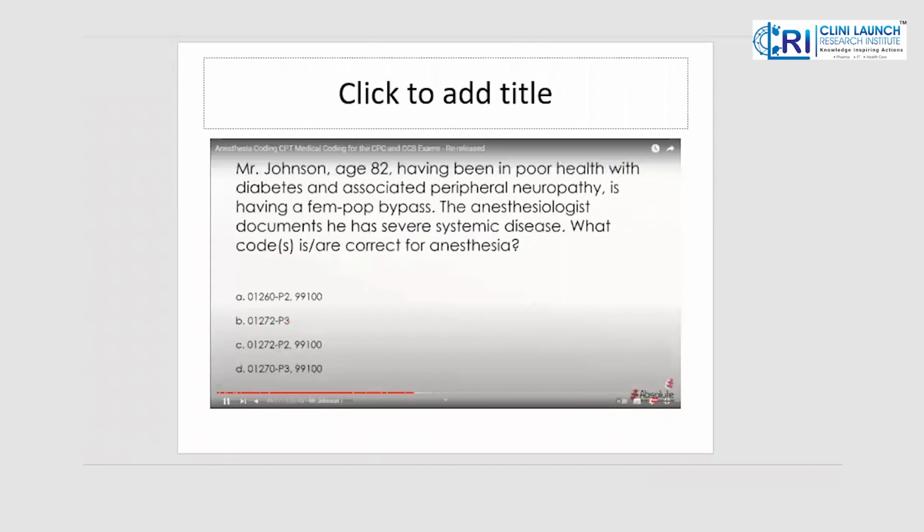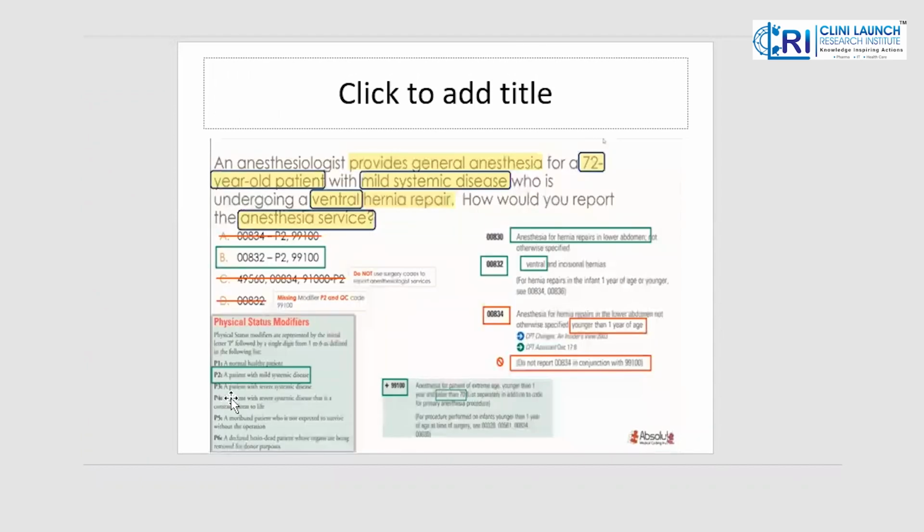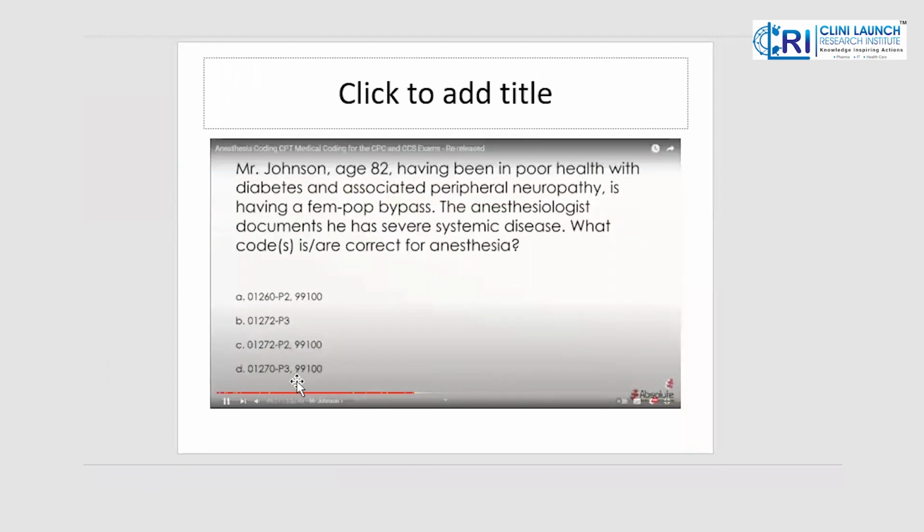Next, Mr. Johnson, age 82, having been in poor health with diabetes and associated peripheral neuropathy, is having a fem-pop bypass surgery. The anesthesiologist documents he has severe systemic disease. What codes are correct for anesthesia? So here the patient is having severe systemic disease. So that is why your code will be P3. Correct? So P3 is the patient with severe systemic disease. So you can erase these P2 options. Correct? So first and third options we can erase. And let us go for the second and fourth option.